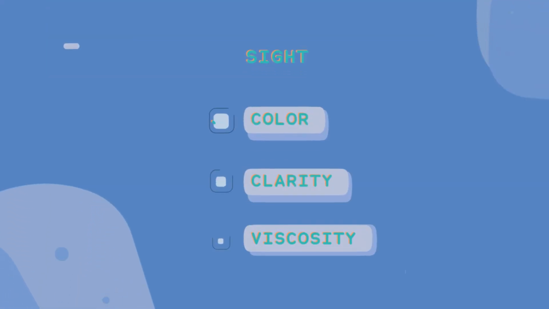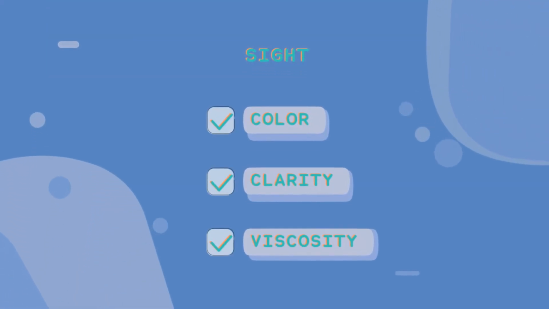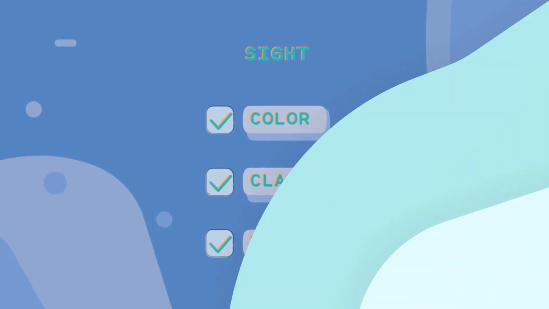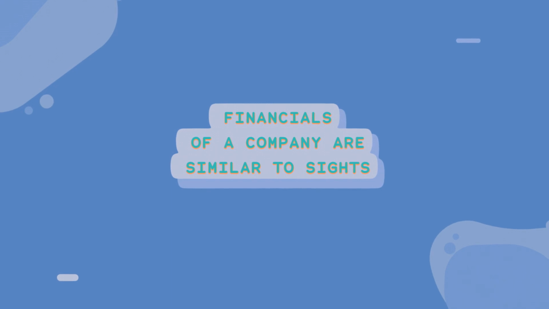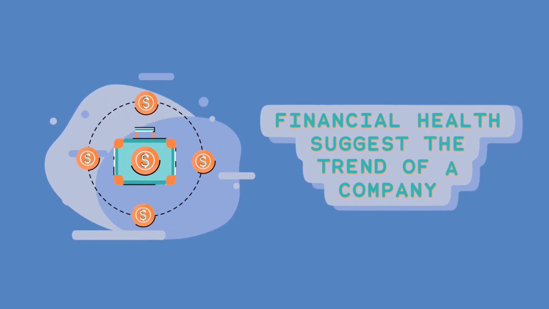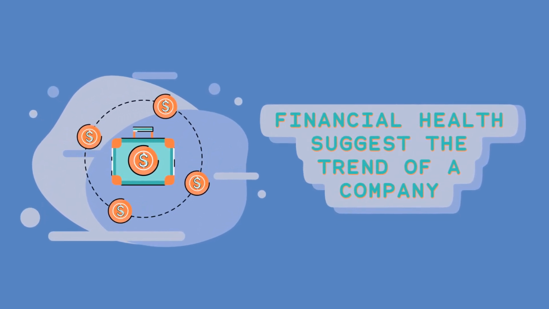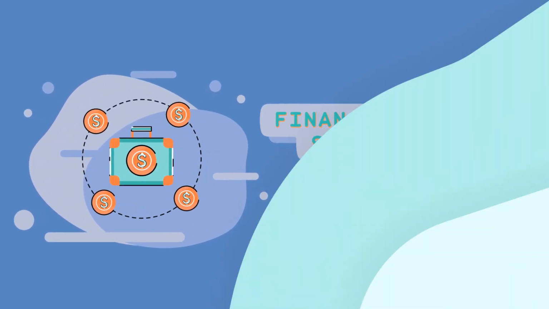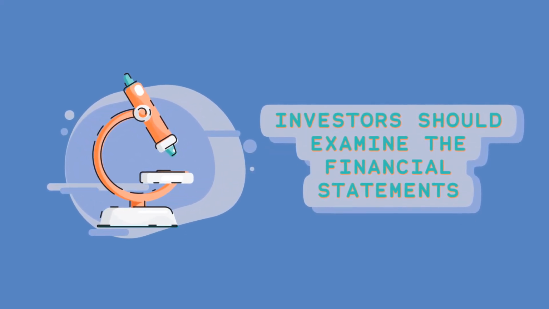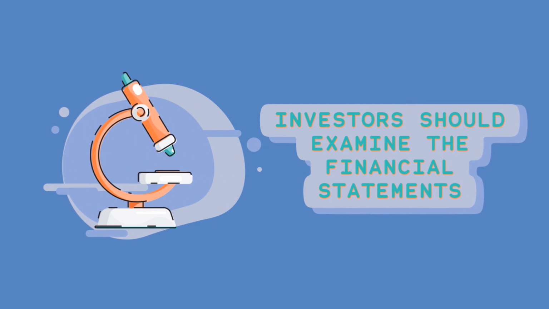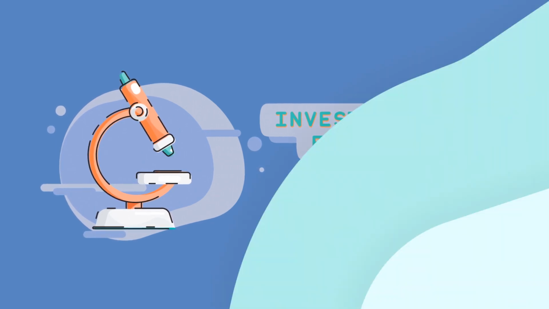Sight. This is the wine's appearance, referring to its color, clarity, and viscosity. On the investment's part, financials are similar to the appearance of a wine and can provide insights into the quality of a company. The financial situation of a company can help an investor to understand its potential for growth and profitability. Investors should examine the company's financial statements, like the revenue, profit margins, cash flow, and balance sheet.